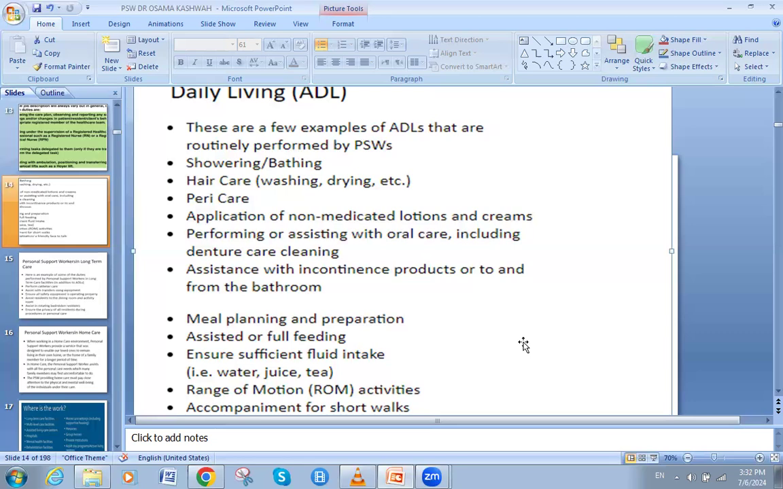No, you have to accompany him in his walking, because some cases are dementia, they might walk and not know where they are going. Some cases might have a problem and all of a sudden fall on the floor or get injured. So you have to always accompany your patient and not leave him anywhere. These are some of the daily activities you do for the patients when you work as a personal support worker.